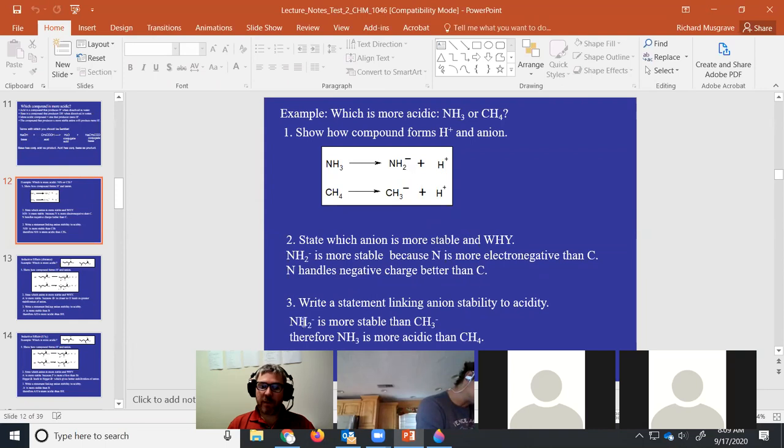So that's where this last part comes in, a statement that links anion stability to acidity. So NH2 minus is more stable than CH3 minus, therefore NH3 is more acidic than CH4. Does anybody have any questions?